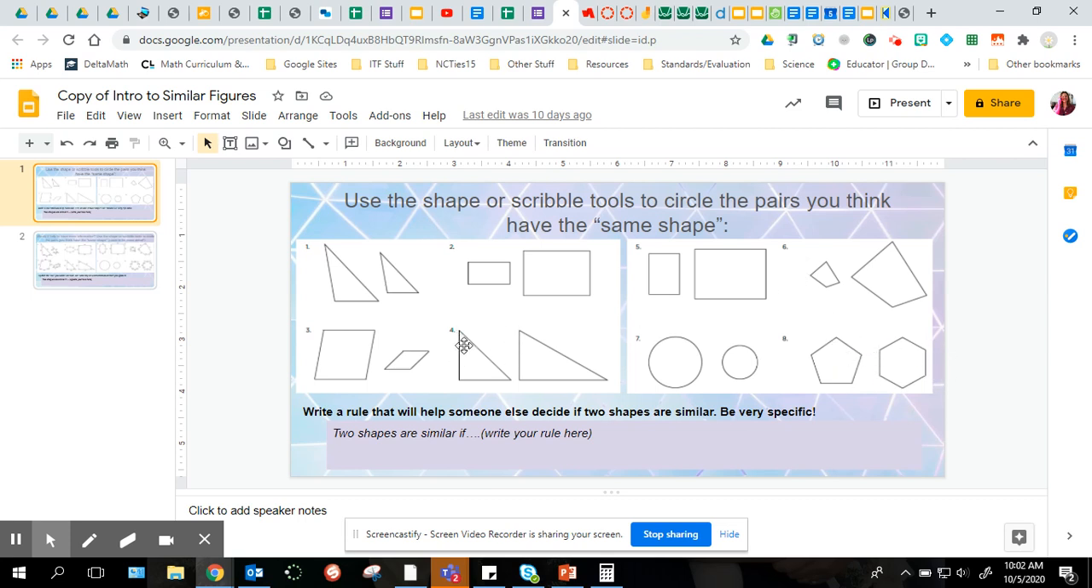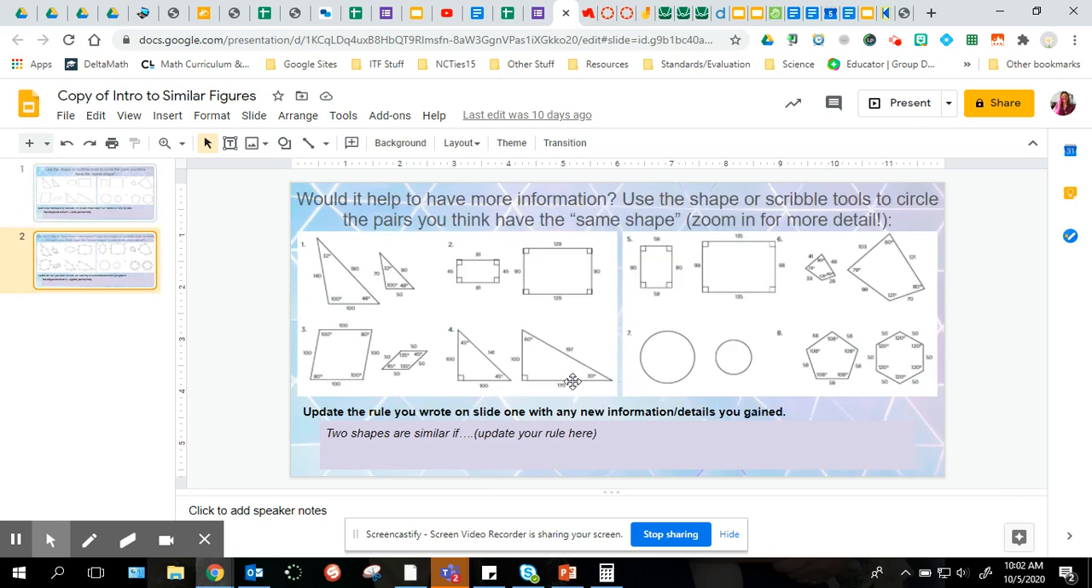If I look at number 4, well, they're both triangles, so they have the same number of sides. This angle is definitely the same, okay? But they are the exact same height, and the other two sides are shorter. So while they are the same shape, I wouldn't say they're necessarily similar. So we could say that two shapes are similar if they look alike, but one is smaller or bigger than the other one is.